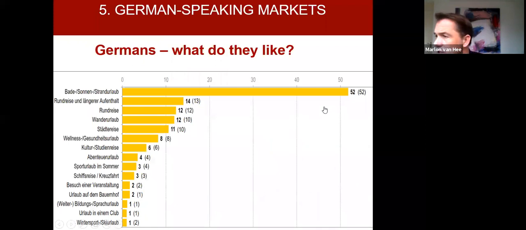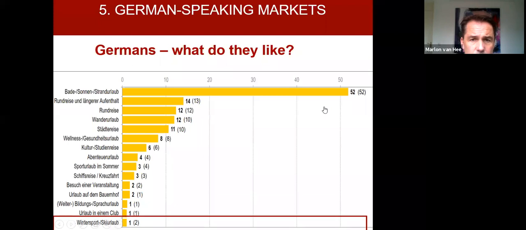So what do the Germans like? Well, number one is sun and beach. Numbers 2 and 3 are round trips, discovering more of the country, different regions. Trekking and hiking, number 4. Number 5, cities, and number 6, wellness and health. And what you also see in the German market is a trend towards more sustainable, responsible tourism, ecotourism, with a growing segment looking into purchasing community-based tourism experiences.